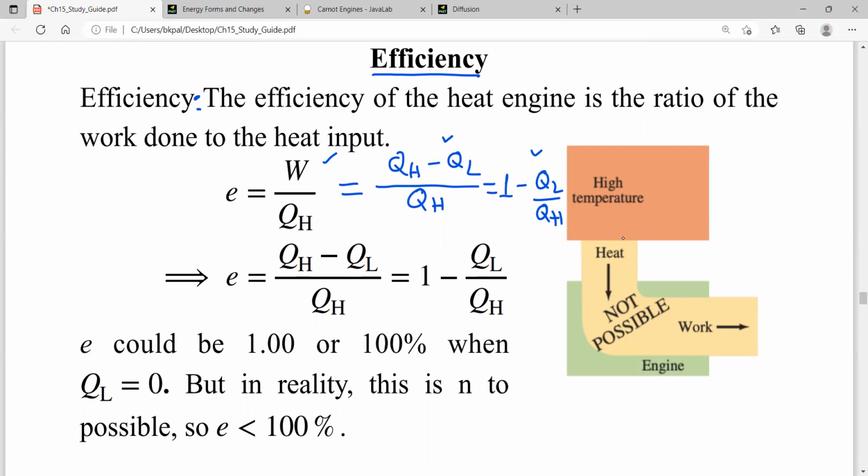Because it is impossible to have QL equal to 0. When QL equals 0, if you plug QL equal to 0 in the efficiency equation, you see that efficiency is equal to 1 or 100%. But QL cannot be equal to 0. There is always some heat rejected to the low temperature reservoir. That's why for a real engine, efficiency is always less than 100%, or less than 1. Yeah, here is a typo.